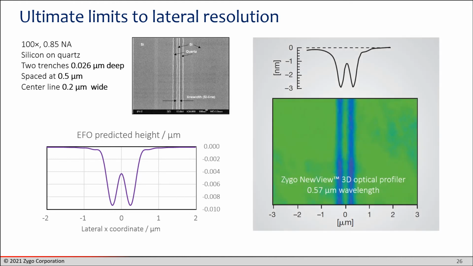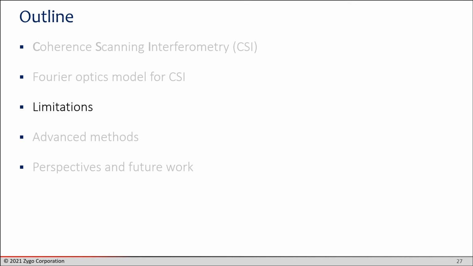And experimentally, we see almost exactly the same profile, at least the shape. The actual depth is a little bit different because we're not including any polarization effects. But the shape is the same, and we do, in fact, resolve those two trenches in a real instrument. So the EFO model can be pretty good for this. So we've seen we can do a lot with this EFO model. What are the limitations? Under what conditions do we have to use a more advanced method?